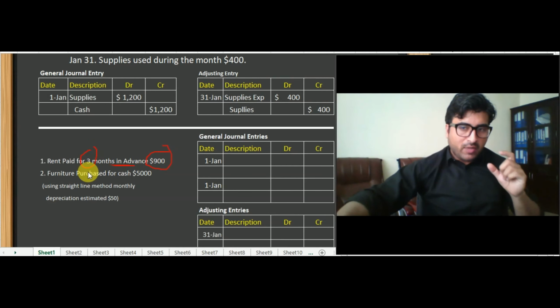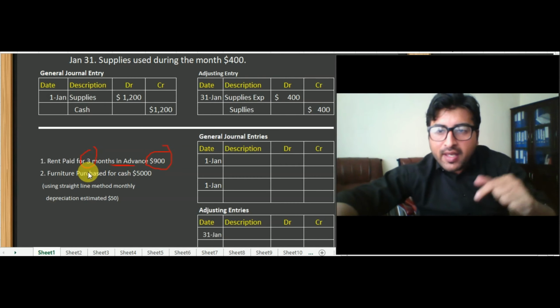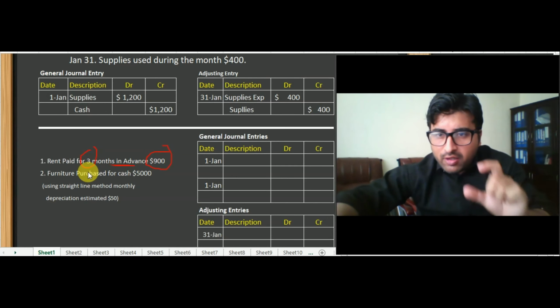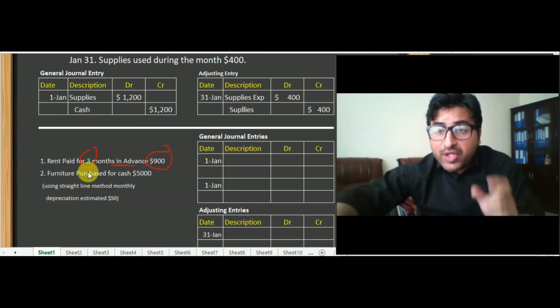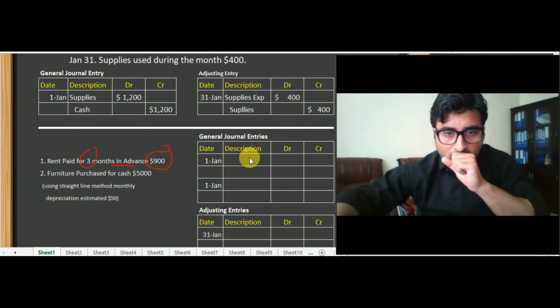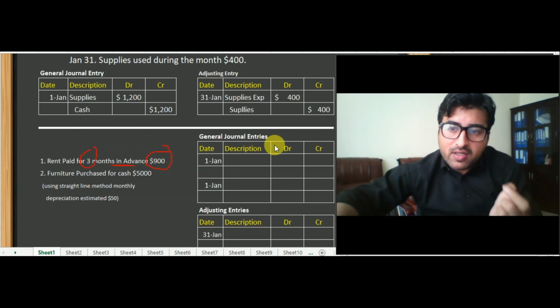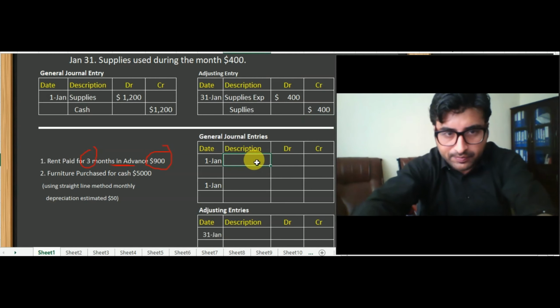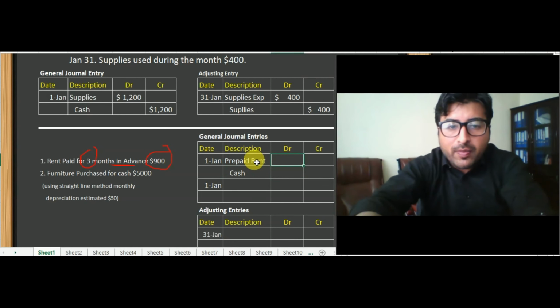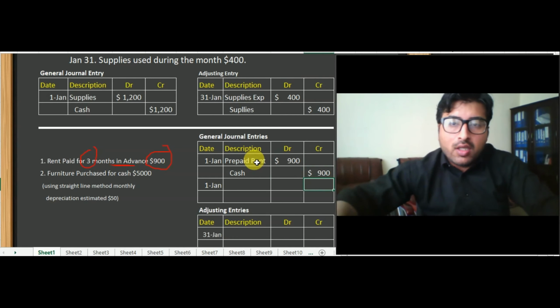Dear students, keep in mind, if you have paid anything in advance, like you have paid rent, or insurance or salaries or anything you paid in advance, we are debiting prepaid rent or insurance, whatever that is, right? Why? Because all prepaids are our current assets. So look here, in this example we are debiting prepaid rent and we are crediting cash. How much is prepaid rent? $900. And how much is cash? $900. So dear students, look here.